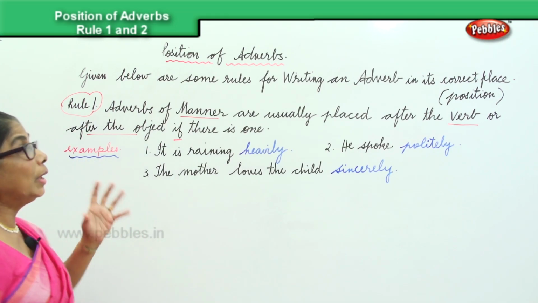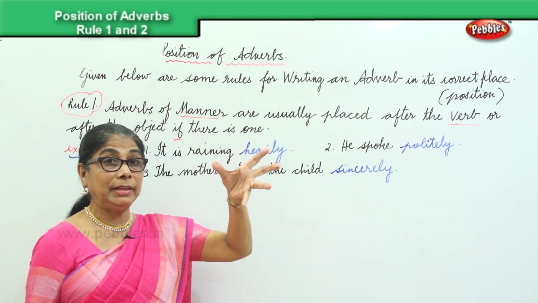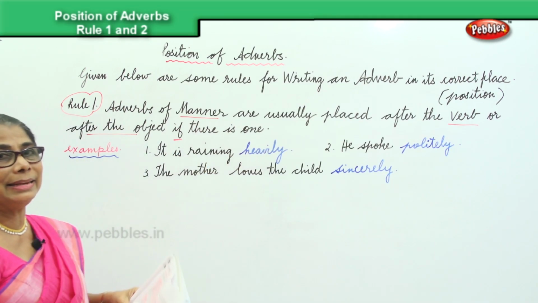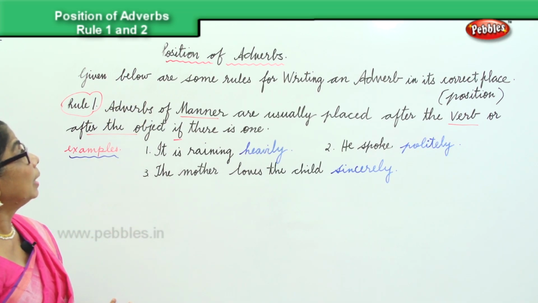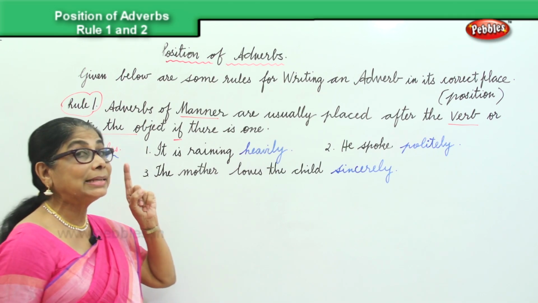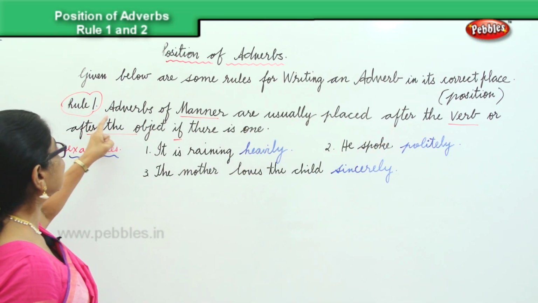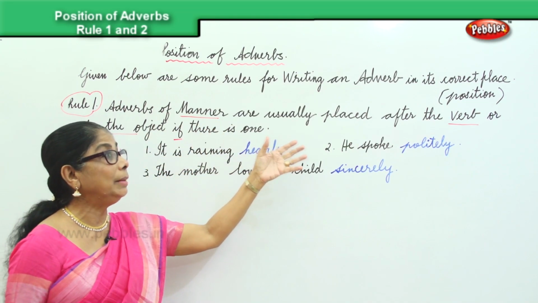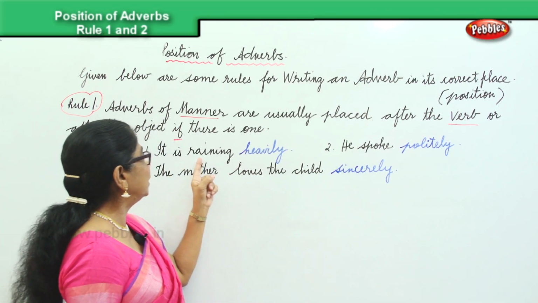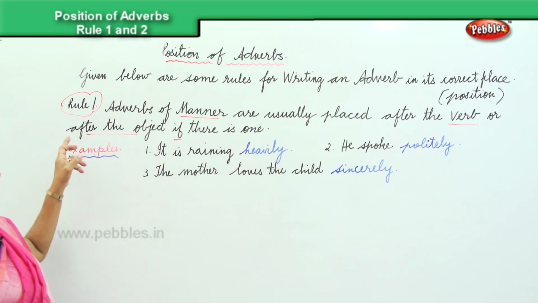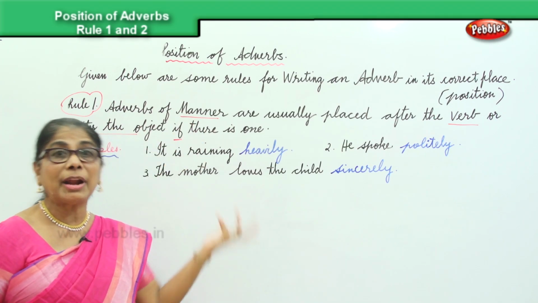Let's look at it carefully. We are talking about the position of the adverb in the sentence. First, identify the adverb, where in the sentence it comes. Given below, we got 6 rules to follow, some rules for writing an adverb in its correct place. When I say place, I mean correct position. The first rule says, adverbs of manner are usually placed after the verb. Spoke is the verb, loves is the verb, raining is the verb. After the verb or after the object, if there is one.